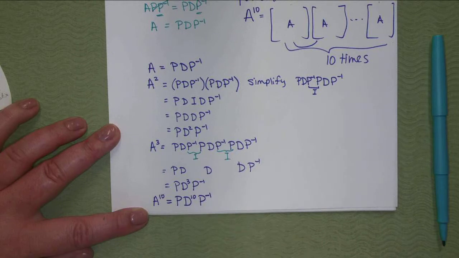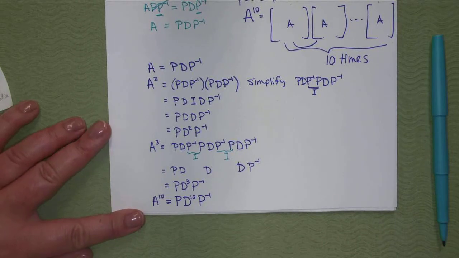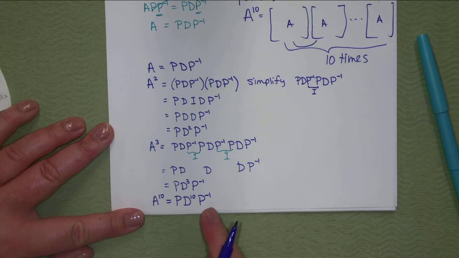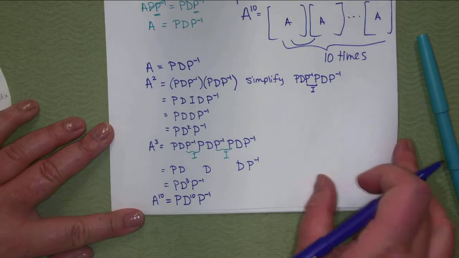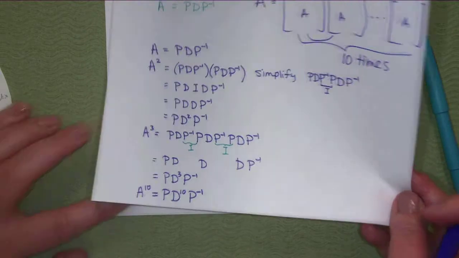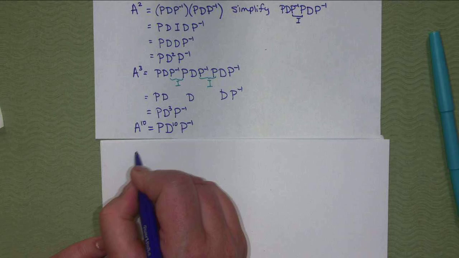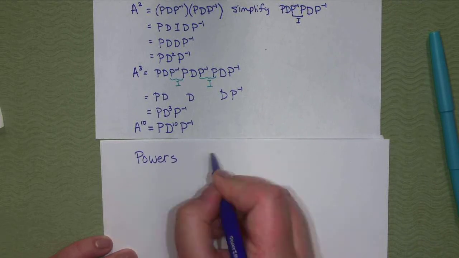Right? Okay. Now, why on earth is this easier? It's a multiplication, but there's only 3 instead of 10 matrices. And the middle one, D to the 10th power, is easy. Really easy, because it's a diagonal matrix. Powers of diagonal matrix.